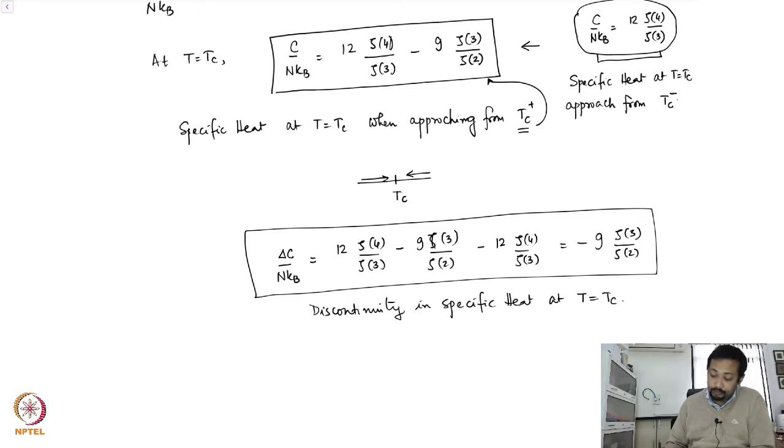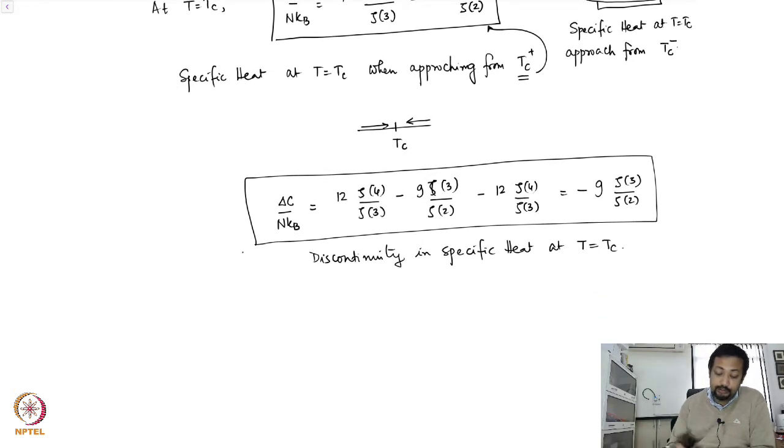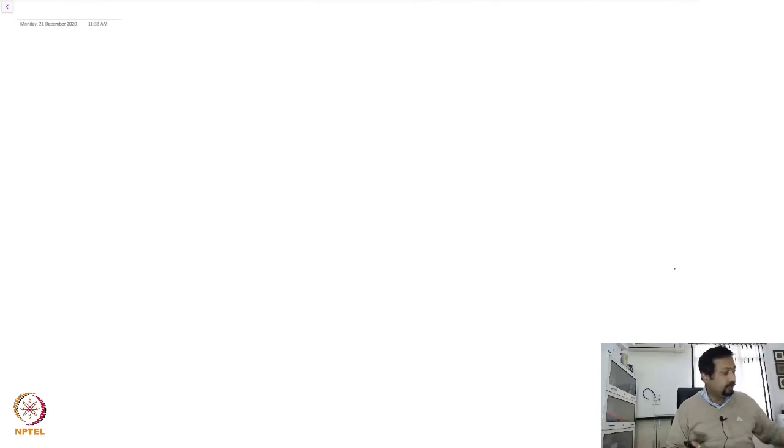Welcome back. So we were looking at the discontinuity in the specific heat for a harmonically trapped Bose gas. We will come back to this issue a little later, but we now want to look at when the density of states goes as C_α ε^(α-1).